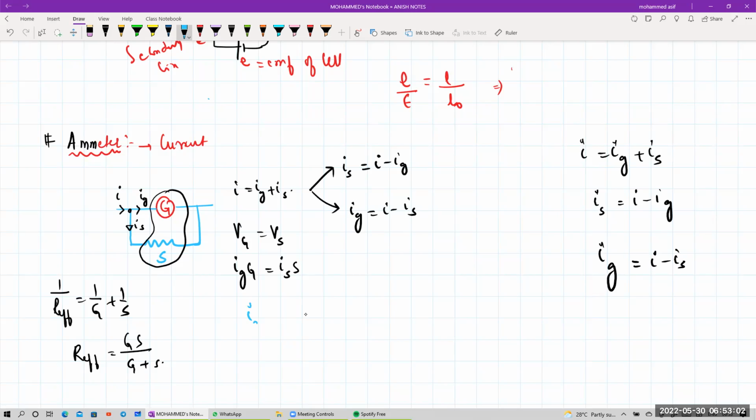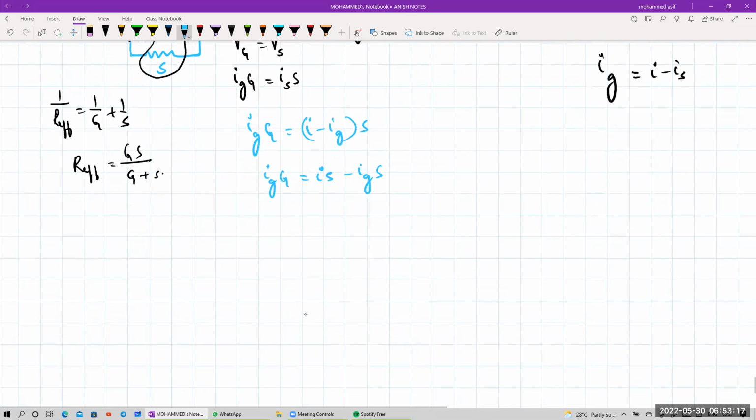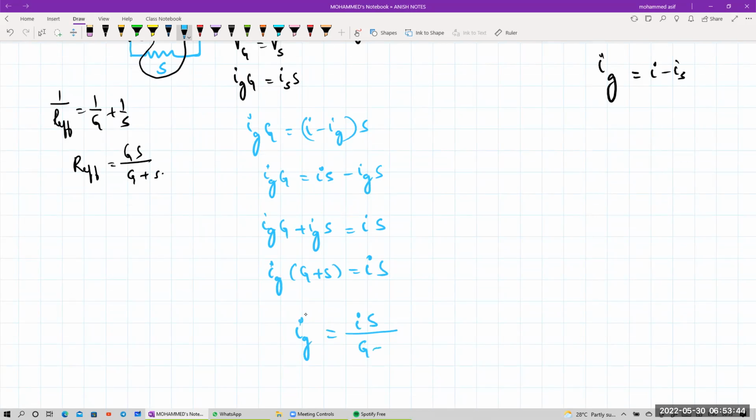Now if I need the current through the galvanometer, Ig into capital G is equal to Is into S, and substituting Is, Ig into G is equal to I minus Ig into S. So Ig into G is equal to I into S minus Ig into S. Now take all Ig terms on one side: Ig into G plus Ig into S will be equal to I into S. Ig is common, so Ig into G plus S is equal to I into S. That means current through the galvanometer will be equal to total current I into shunt resistance S divided by G plus S.